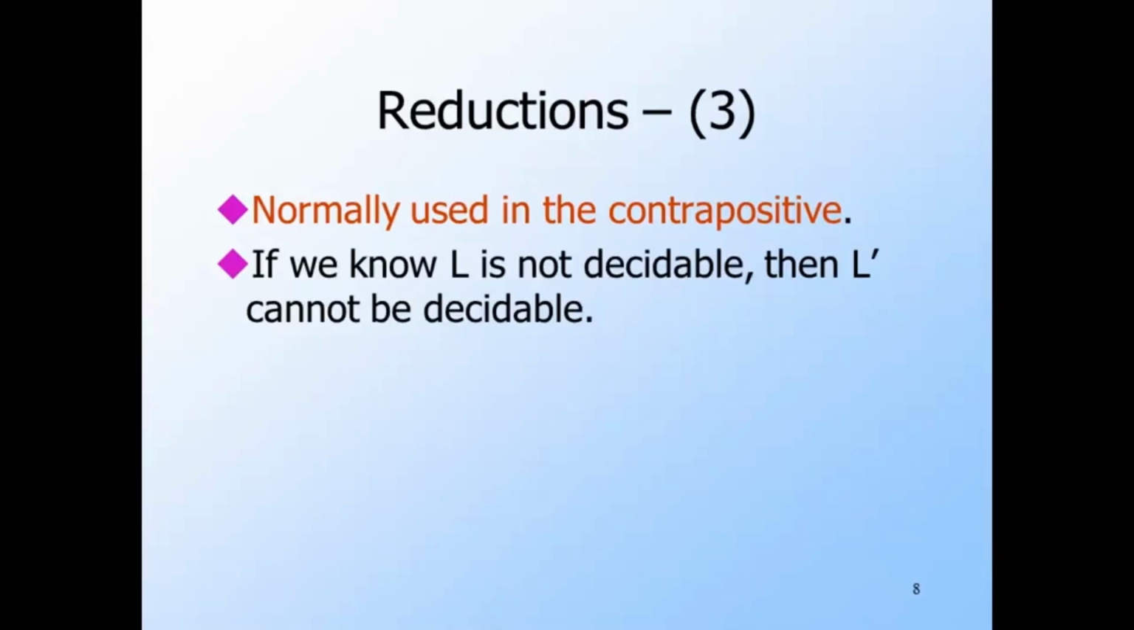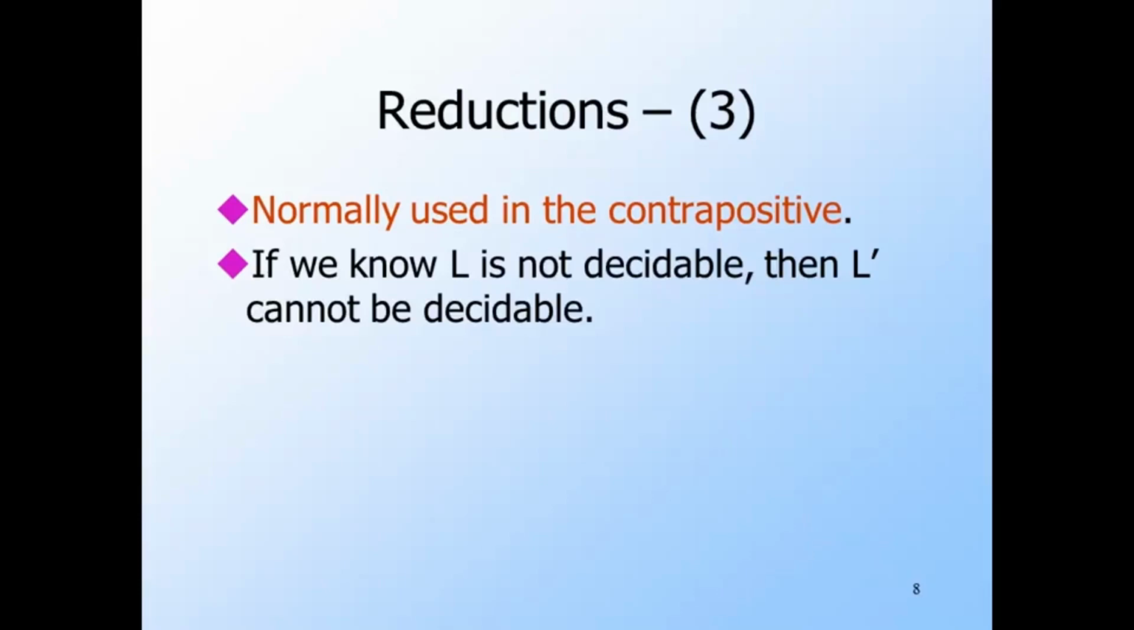We sometimes see a reduction used to discover an algorithm for L, but the more important use of the idea is in the contrapositive. If we already know that there is no algorithm for L, then there cannot be any algorithm for L prime. That's how we're going to use reductions. We'll take one problem that we may not be interested in, but that we know is undecidable, and reduce it to another problem that we are really interested in, but whose status we don't yet know, and then we will conclude that the second problem is also undecidable.